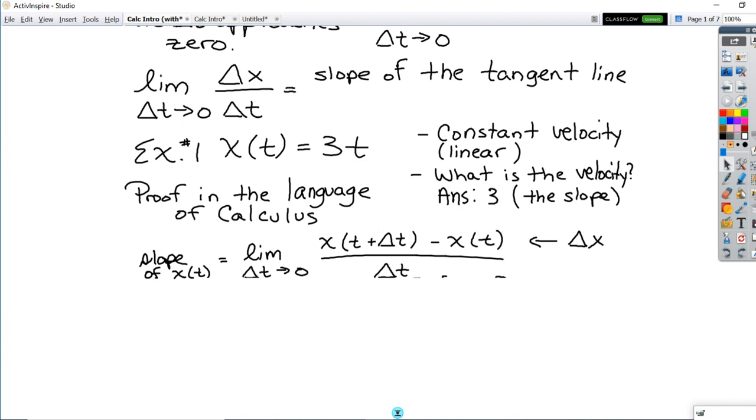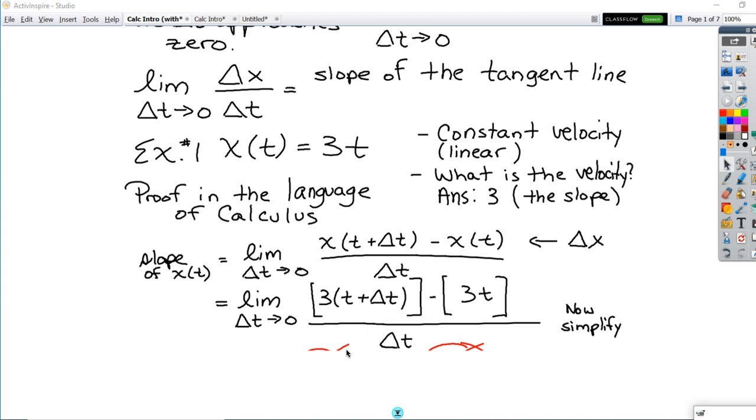So let's do that. In this first term, instead of 3t, it's 3 times t plus delta t. So that's this first term. Minus, in for x at t, is just 3t. And the bottom stays the same. Notice that I keep writing limit as delta t approaches 0, because I haven't done anything with that yet.